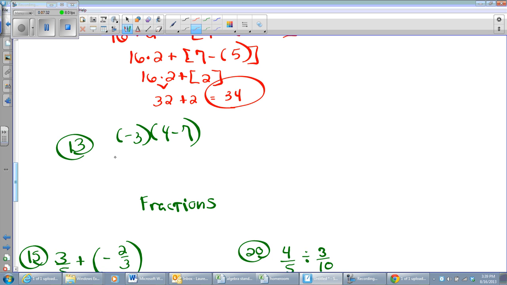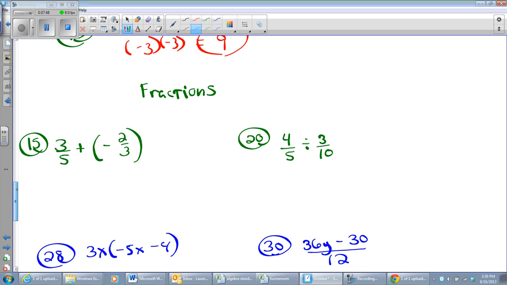Problem 13, order of operations. I'm going to do 4 minus 7. I'm going to get -3. And then I'm going to have -3 times -3, which is going to be +9. I expect you as algebra students to know that two negatives multiplied make a positive.